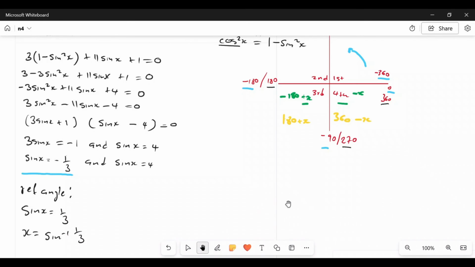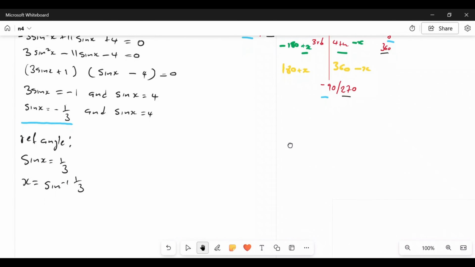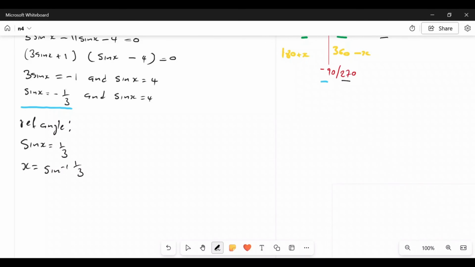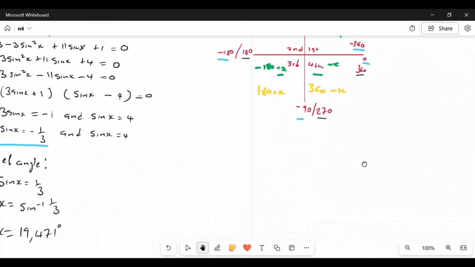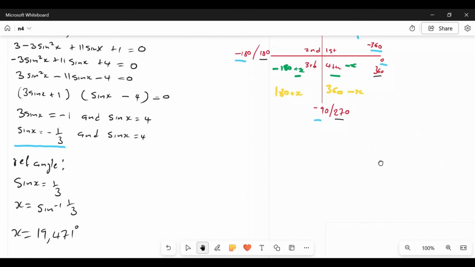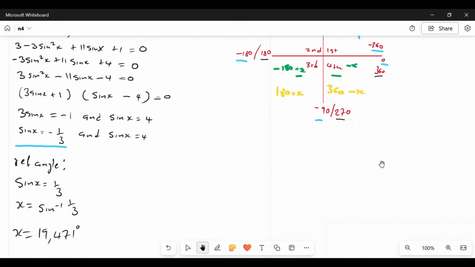So let's use our calculators and let's insert it there. So when we insert this, it's going to give us 19.471 degrees. So here, guys, this is our reference angle. It is not the actual angle that we are looking for here. Remember, we said we're only going to focus on the third quadrant and the fourth quadrant for this one here, right? So let's do it.